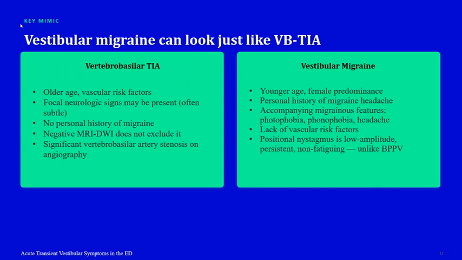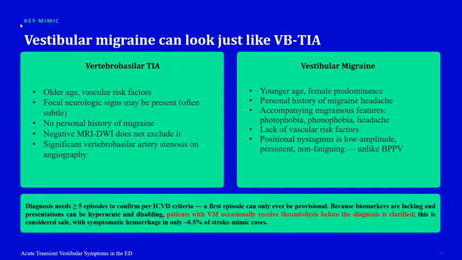While in vestibular migraine: younger age, female dominance, personal history of migraine headaches of the other type, like chronic, common and classic migraine, accompanying migrainous features like photophobia, sonophobia, osmophobia, headache, lack of vascular risk factors, and positional nystagmus that is low amplitude, low SPV, persistent and non-fatiguing, like BPPV. So the diagnosis of vestibular migraine requires 5 or more episodes to confirm as per the ICHD criteria.